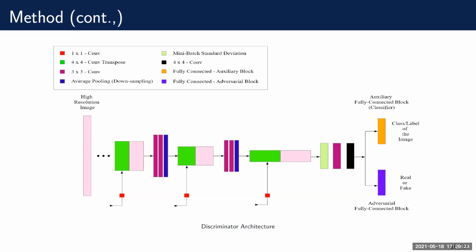The outputs of the mini batch standard deviation will be passed to the convolution block, and then passed to these fully connected blocks. As I said, one of the blocks acts as an auxiliary classifier for classifying which class the input image belongs to, and the other fully connected block acts as an adversarial classifier, which is common in normal GANs, to determine whether the input image is real or fake.